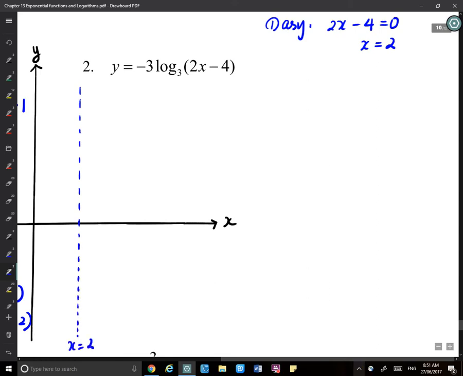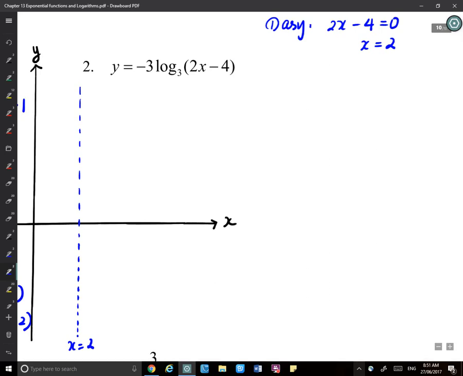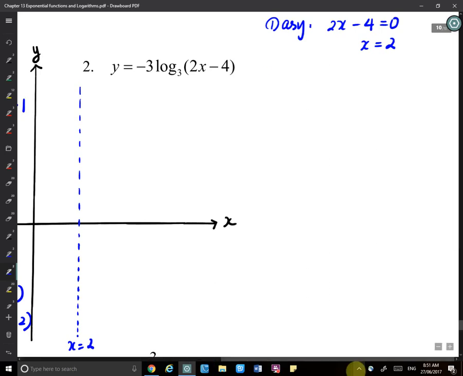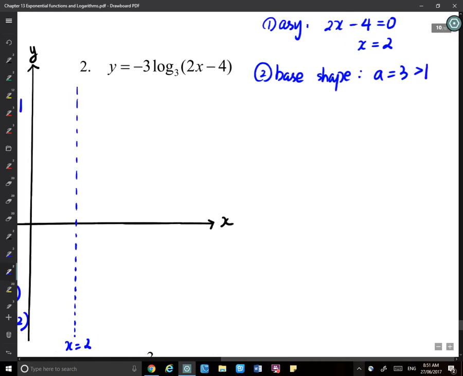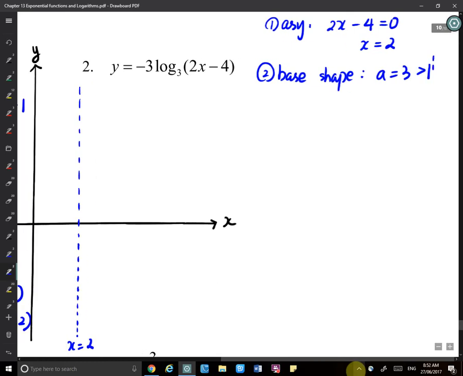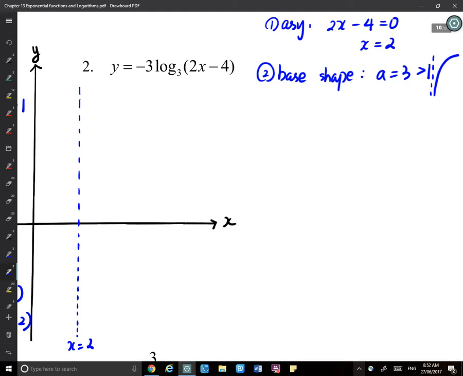Okay, next thing is the shape of the graph. So base shape. a equals to 3, which is greater than 1. Therefore, it is an increasing graph like this. To the right-hand side of the asymptote is increasing.